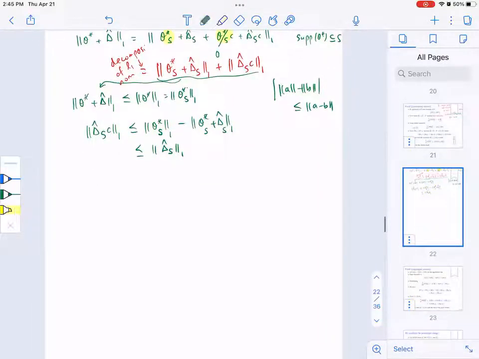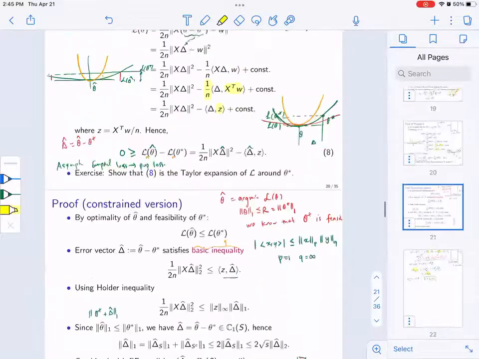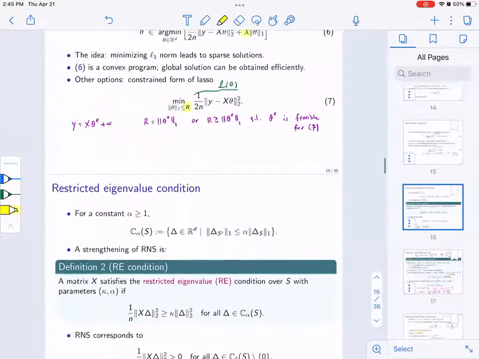So you can see that we showed, right? So feasibility of theta star implies that delta hat belongs to C1 S. That's the cone. So they're saying that the L1 norm of the S complement part of delta hat is controlled by the L1 norm of this. That's the definition of the cone.